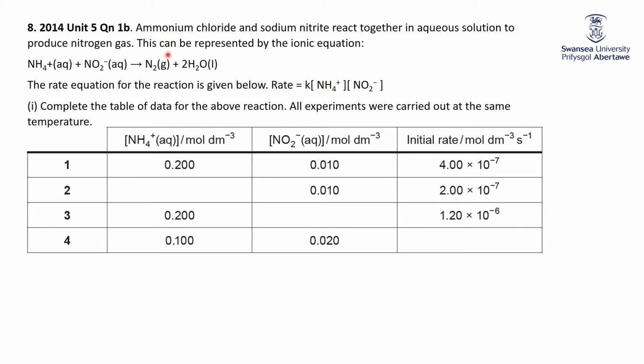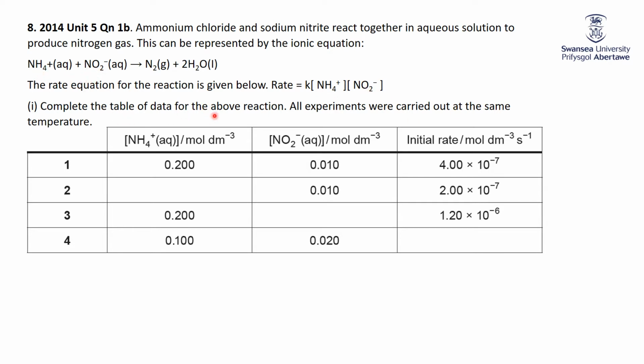So here's the net ionic equation. There's the ammonium. Don't worry about the chloride, it's a spectator ion. There's the nitrite, don't worry about the sodium, it's a spectator ion, giving us N2 and H2O. It tells us that the rate equation is rate = k[NH4+][NO2-].